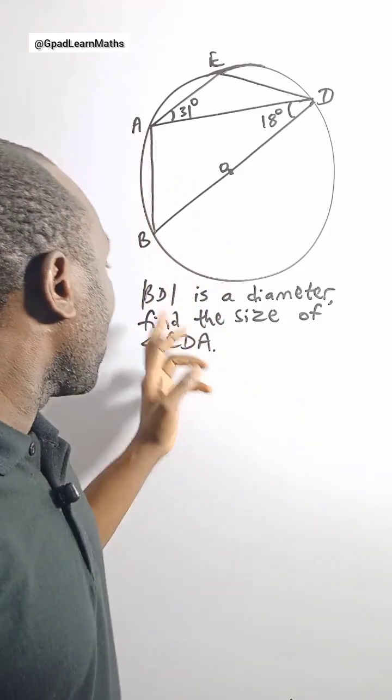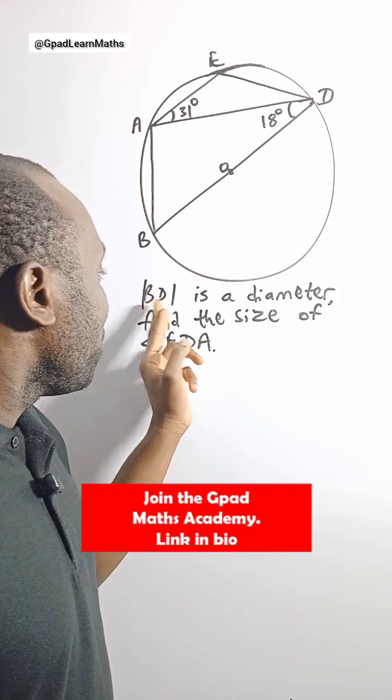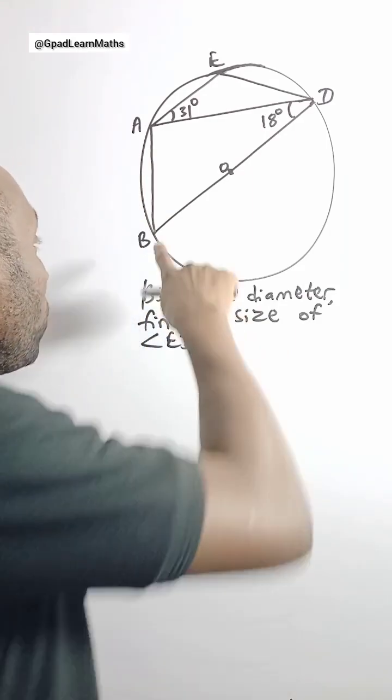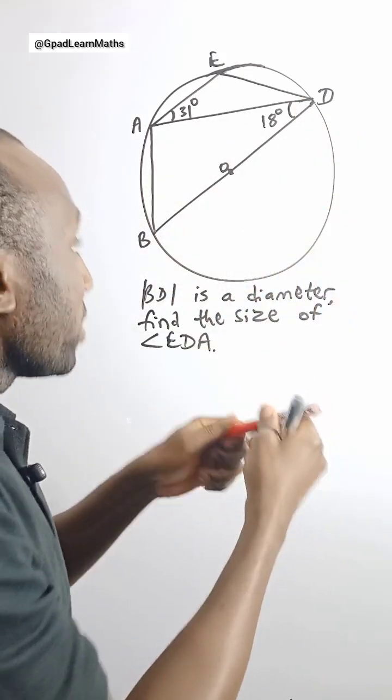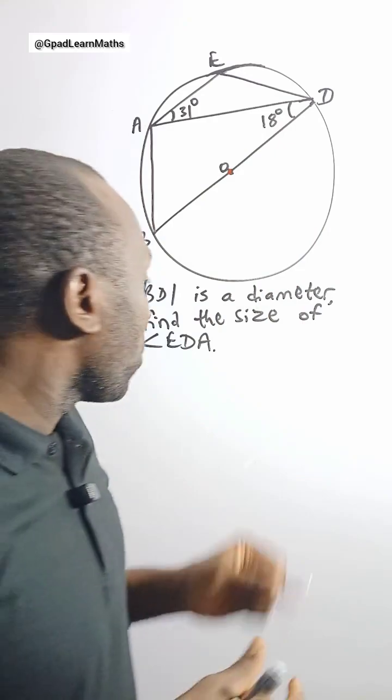Hello, we have this question which says we should find the size of angle EDA. We're told that BD is a diameter. Look at B, from B to D. This is the diameter and this is the center of the circle. So how do we find angle EDA?